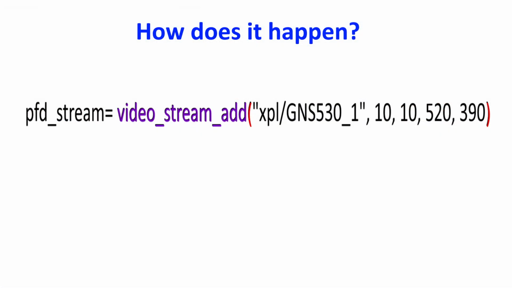So I'm going to create an example using this line of code. We'll use PFD stream as a name for the stream. You can see video stream add. We've used the key for the GNS 530 number 1, of course in quotes because it is a string. Then the coordinates for the destination. And they're going to move the stream right 10 and down 10 to create a little border. And I've used the native resolution of the source GPS 530 screen. But as long as it's proportional, it would be fine.